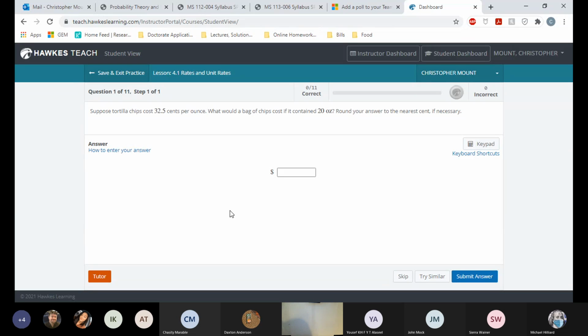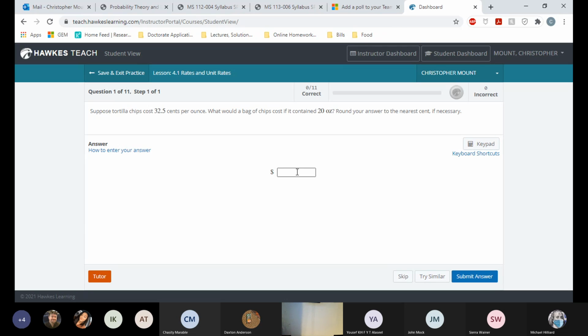Okay, so let's look at this problem. Suppose tortilla chips cost 32.5 cents per ounce. What would a bag of chips cost if it contained 20 ounces? Round your answer to the nearest cent. By the way, that last part means we're rounding to the 100th place, at least if we're writing our answer in dollars, which we are because of the dollar symbol there.